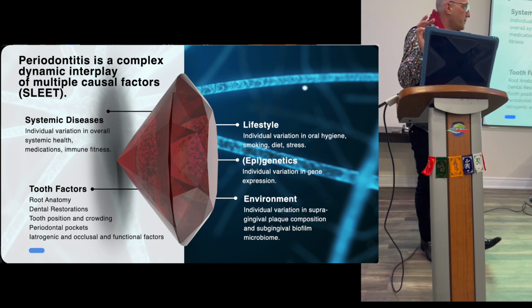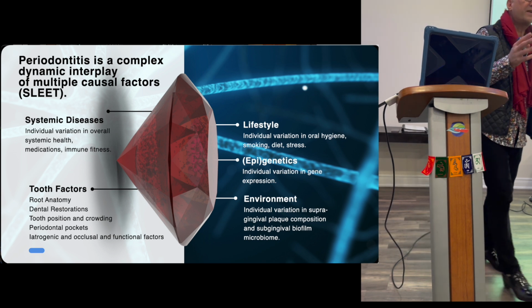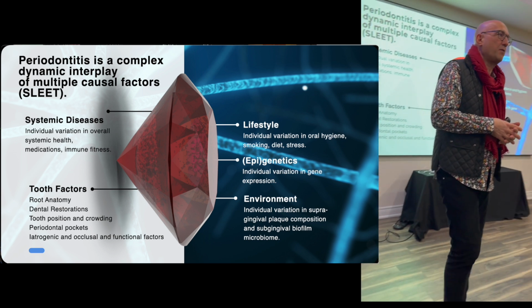Environmental, individual variations in plaque and subgingival biofilm, the microbiome. So environmental, or tooth factors. So root anatomy, dental restorations, tooth positioning and crowding, pocketing, iatrogenic and occlusal forces and functions. So I always look at SLEET, and I'm always thinking about that.